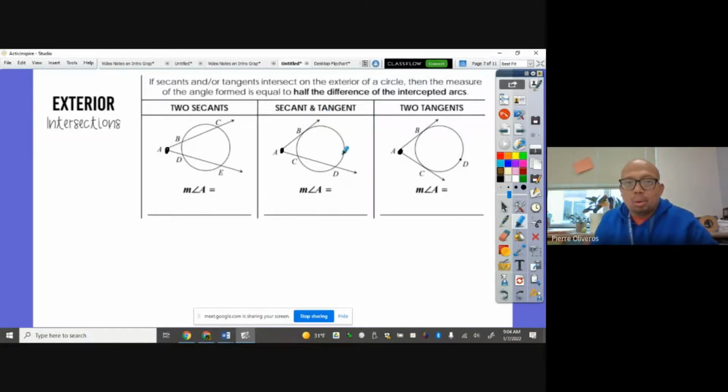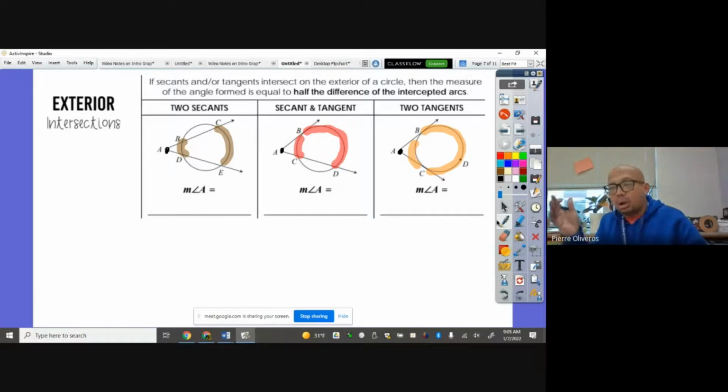Next, they form two intercepted arcs. One is the larger one, and the other is the smaller one. In this case here, this is the larger one and this is the smaller one. And here you have this larger one and this smaller one. What you just have to do here is subtract the larger arc minus the smaller arc, then divide by 2 or multiply by half. That's basically the formula.